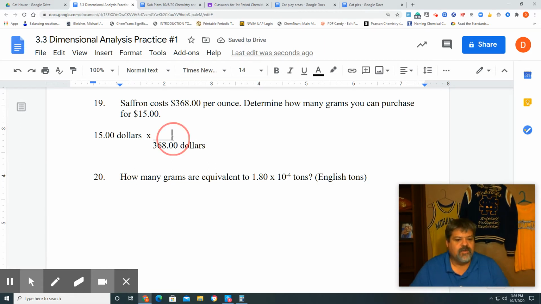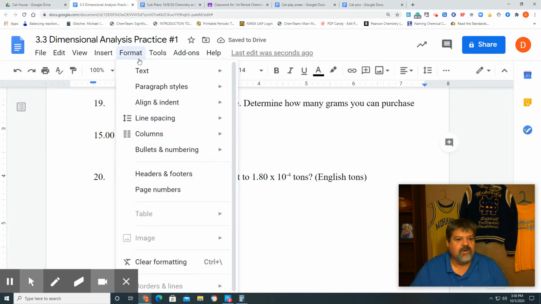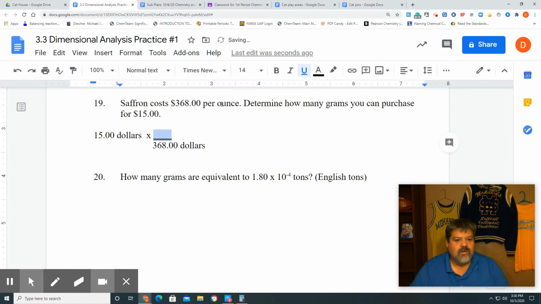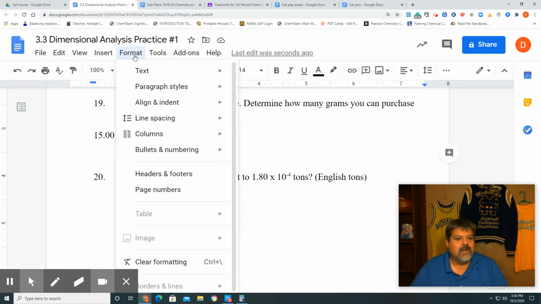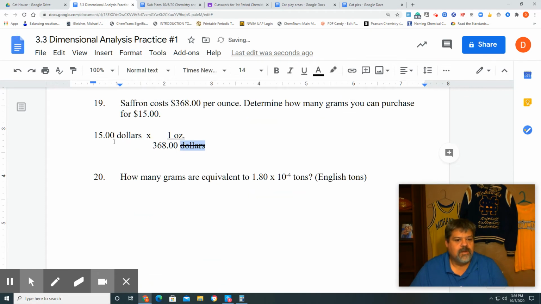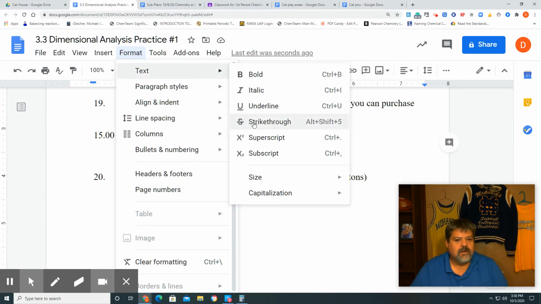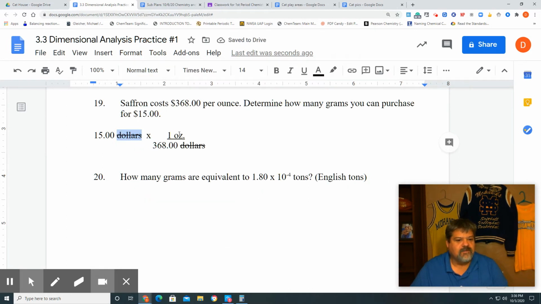Okay, and so what are we going to put on the top? Well, we're going to put on the top, we're going to do that and underline it. We're going to put 1 ounce. Okay, so we're going to put down 1 ounce is that right there. And then we can go ahead and tab that over. So we have $368 and 1 ounce. So I can go ahead and get rid of my dollars. There's 1, and there's the other. So my answer is in ounces.